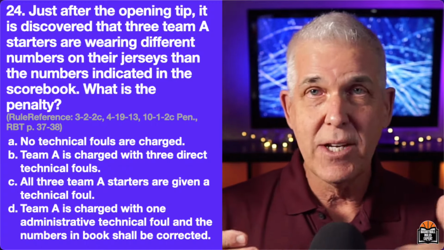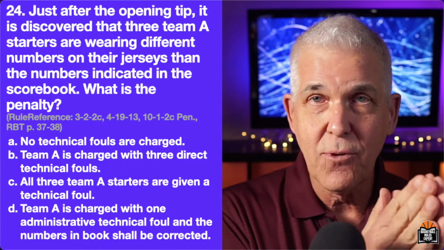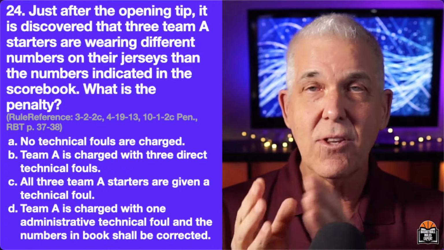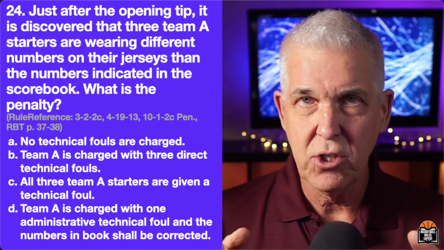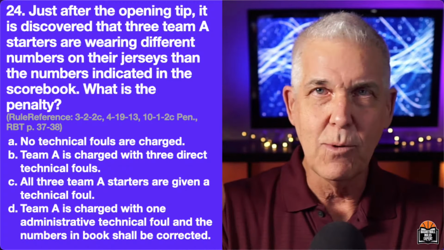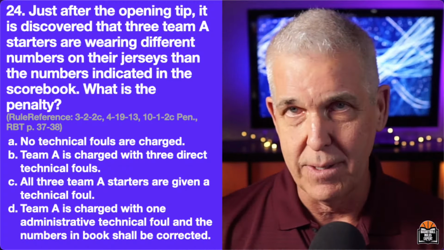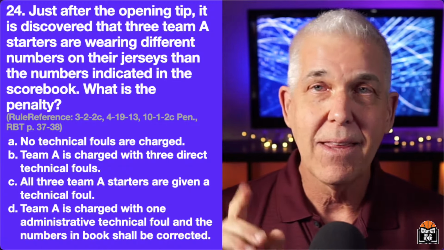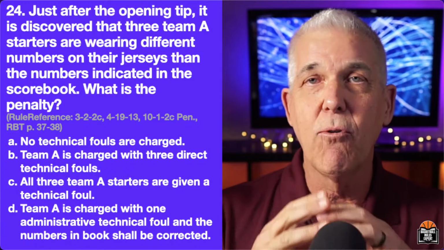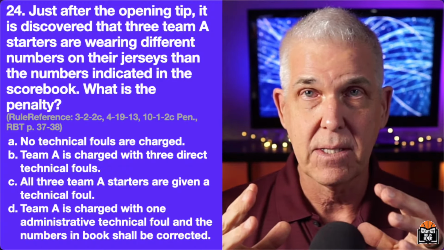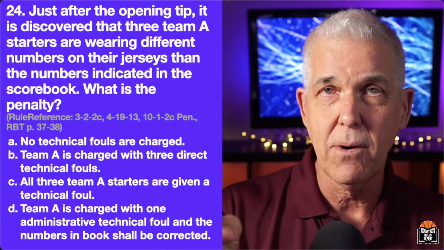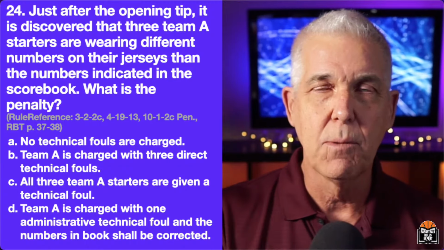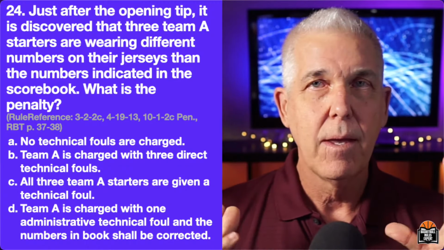Okay, we have a situation where the numbers for players who are participating in the game are incorrect. The scorebook needs to be changed. Fine, we will change the scorebook so that it is accurate. By rule, this is an administrative technical foul, and there is 1 technical foul regardless of the number of participants. Okay, so there's 3 players here with the wrong number. That's great. We assess an administrative technical foul. We award 2 free throws, the ball at the division line opposite the table, and we move on.